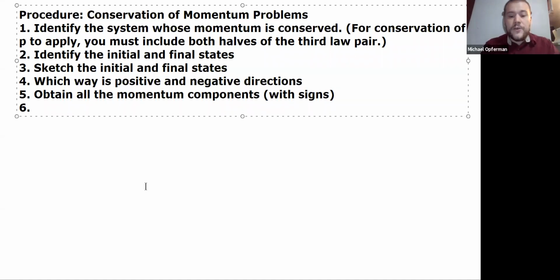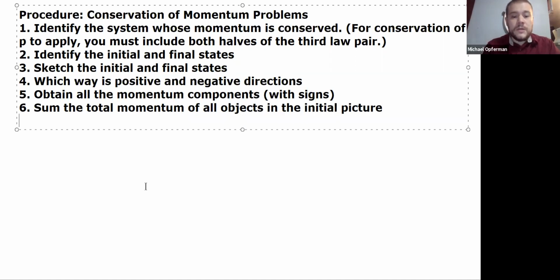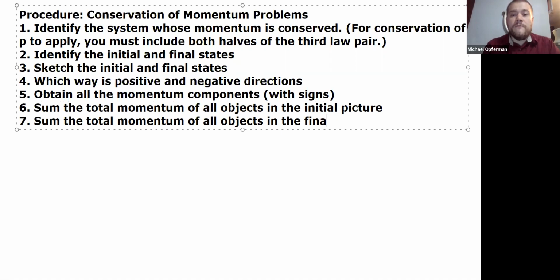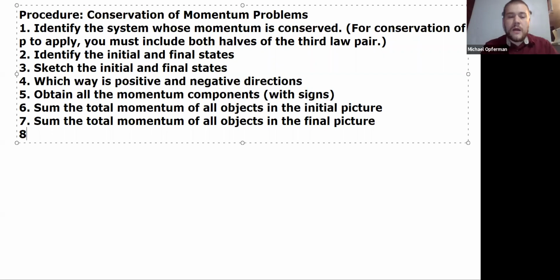Then step six, you're going to sum the total momentum of all objects in the initial picture. You're going to sum the total momentum of all objects in the final picture. So you want the total momentum. If it's a 2D problem, you'll sum all the x components and then separately sum all the y components. If it's a 1D problem, you just sum it up with the negative signs included.